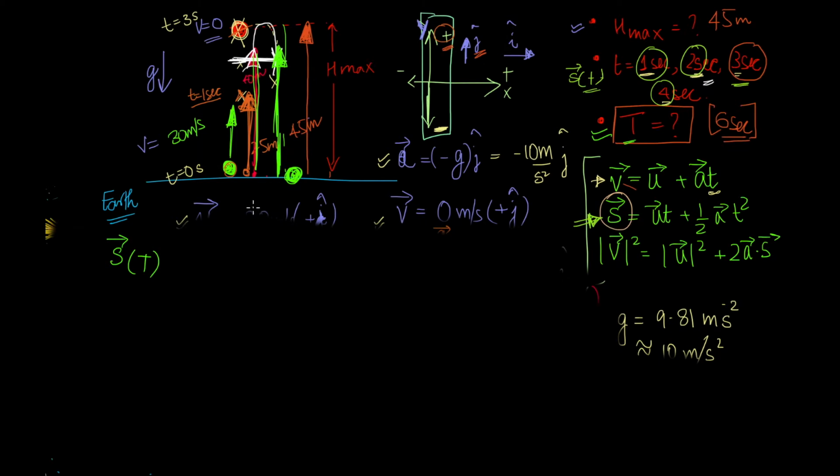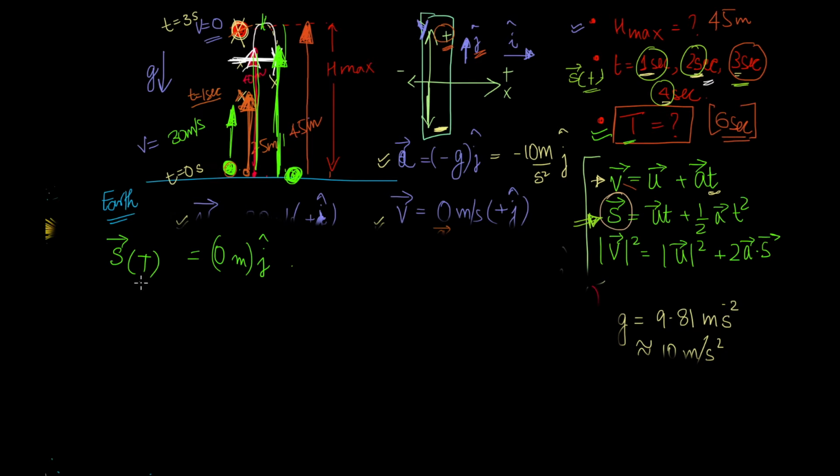Well, the displacement vector would be final minus initial, and since they both are at the same height, the displacement vector should be 0. So that should be 0 meters in whatever direction you want to measure. Let's say that's j cap. So this would be S of T when the ball has finally hit the ground after having looped its motion around the 45 meters of maximum height. Alright, let's try to see if that's the case.